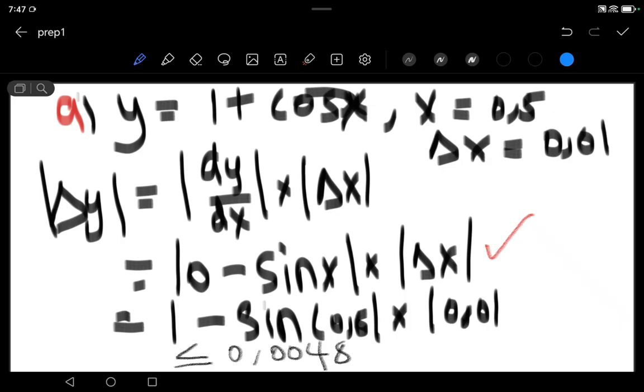Okay, so it's 1 minus sine 0.5. This is the absolute bars. Okay. Oh, sorry. So when we derivate this, the derivative of 1 is 0. The derivative of cos x is minus sine x. And then 0 minus sine x is negative sine x. So here we just put the absolute bars from this equation. These are the absolute bars.